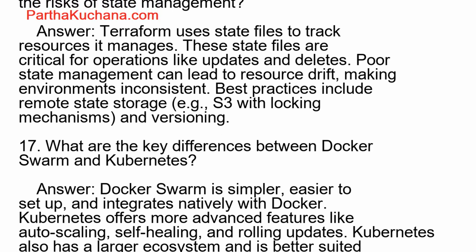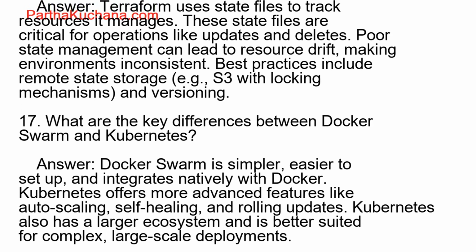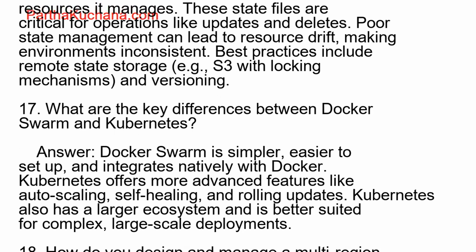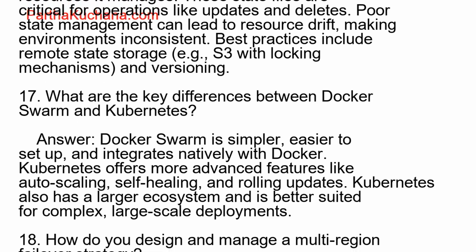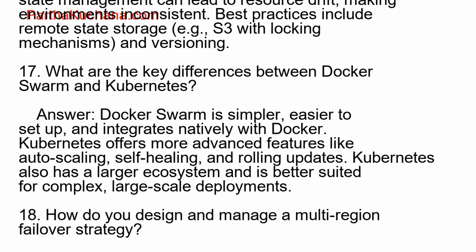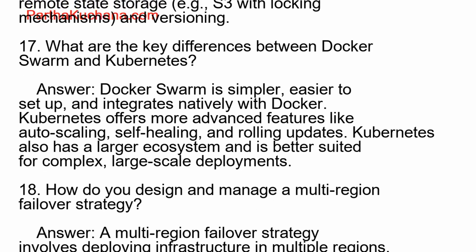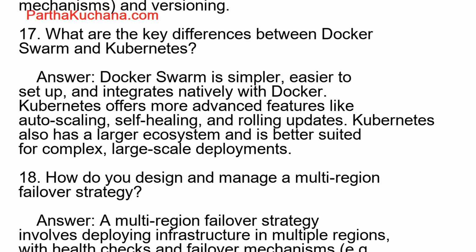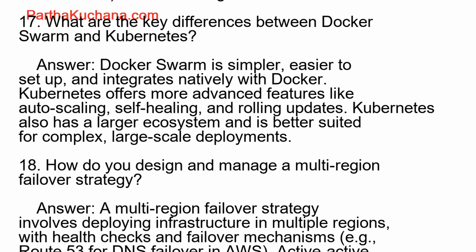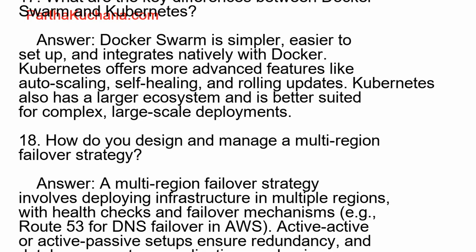18. How do you design and manage a multi-region failover strategy? Answer. A multi-region failover strategy involves deploying infrastructure in multiple regions with health checks and failover mechanisms, e.g., Route 53 for DNS failover in AWS. Active-active or active-passive setups ensure redundancy, and databases must use replication mechanisms across regions.